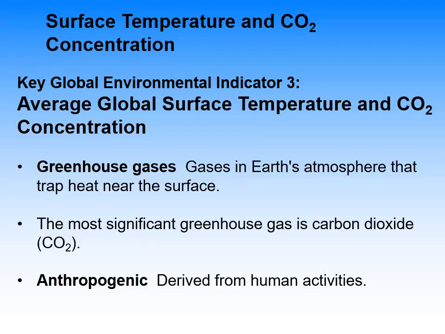This is the global world indicator, which is surface temperature and CO2 concentration changes. When we look at CO2 concentrations, that is as a greenhouse gas. CO2 is a greenhouse gas, and I'll show you a picture to remind you of that in a second. The most significant greenhouse gas is CO2, but there are other greenhouse gases. The reason we are so concerned about it is because even though there's always naturally some CO2 in the atmosphere, there is an increase in concentration derived from human activities.